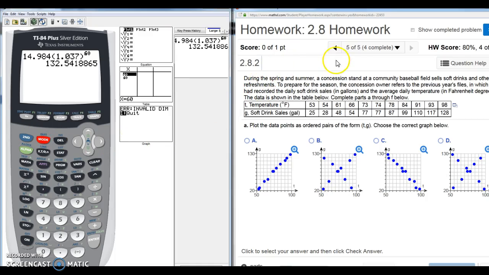This is problem 5 in the 2.8 homework set, and we are going to use the TI calculator to help graph a scatter plot and then to find a line of best fit.